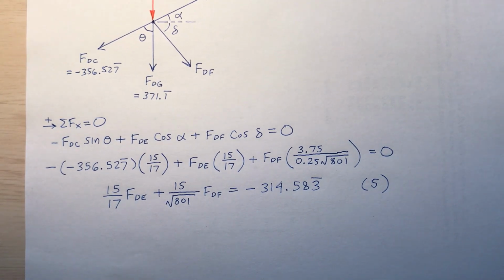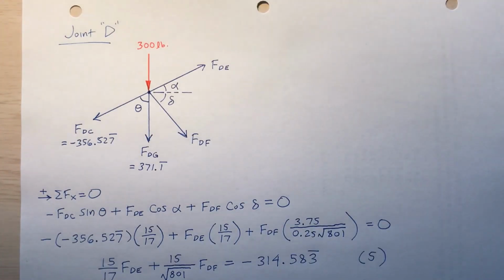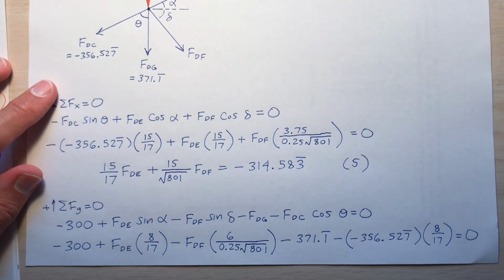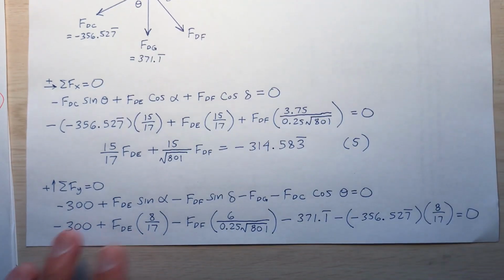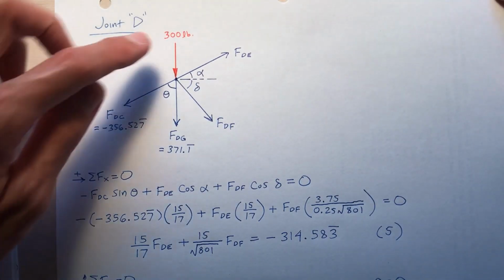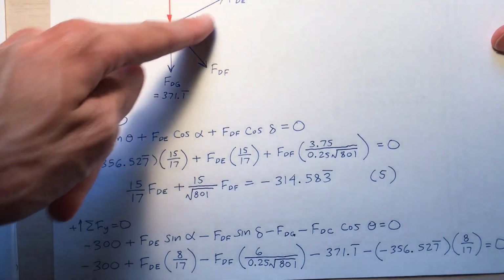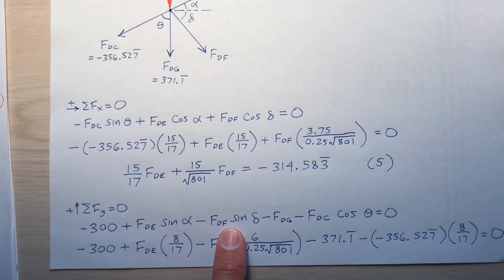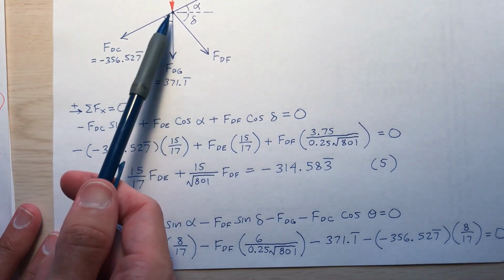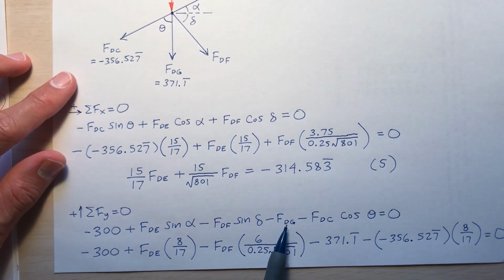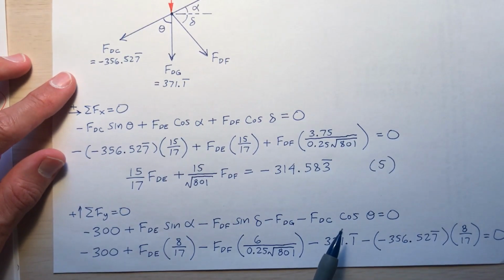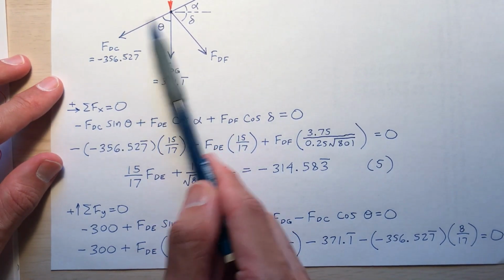Okay, so now find the sum of the forces in the y direction and set that equal to 0. Take a good look at this, because the next equation that pops up will be the sum of the forces in the y direction, and I'm going to set that equal to 0. Now the sum of the forces in the y direction is 0. Okay, you see what I have here? You know where I'm getting all these from? Okay, so minus 300 plus F sub DE sine alpha, it's the vertical component of this vector, minus F sub DF sine delta, vertical component of this vector, minus F sub DG, that's this vector, minus F sub DC cosine theta, vertical component of this vector.